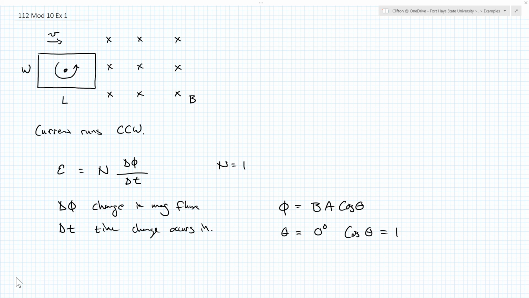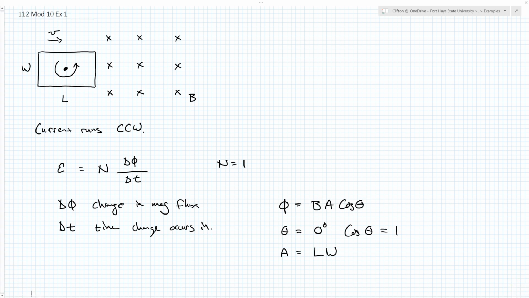Alright, and the magnetic field strength is given to us in the figure, so we need to figure out what the area of the loop is. So the total area of the loop is going to be its length times its width. So now we need to figure out what the change in flux is, and the time over which this change in flux occurs.